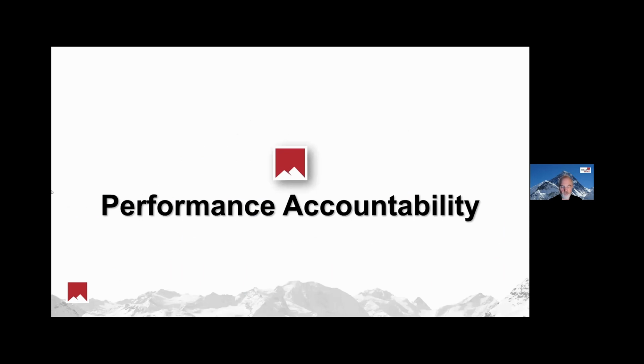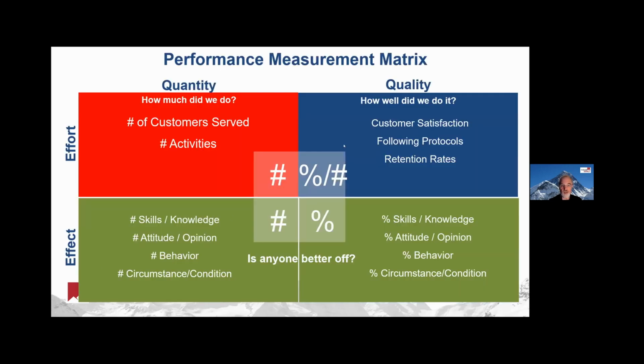But now, performance accountability. And this is where organizations truly use most of RBA and most of their time, looking to make sure that their programs, their activities are actually working. So here are the matrix that can help you understand how much did we do, how well we do it, and is anyone better off. So the upper left-hand quadrant is about effort and quantity. How much did we do? Number of customers served, number of activities, which tells us how productive we are.